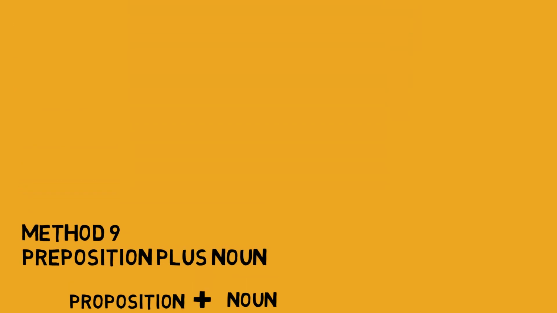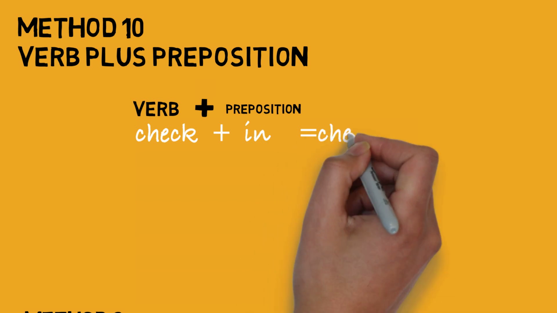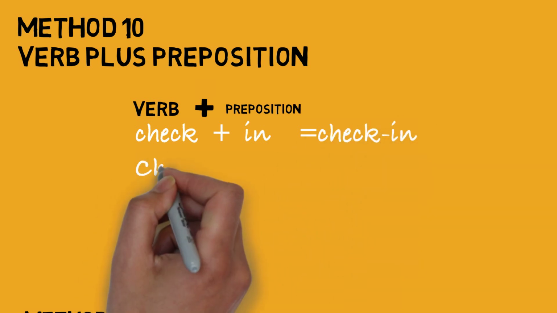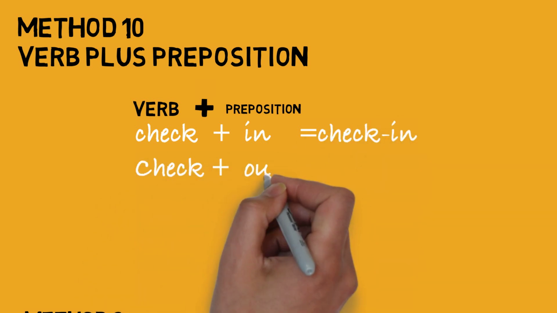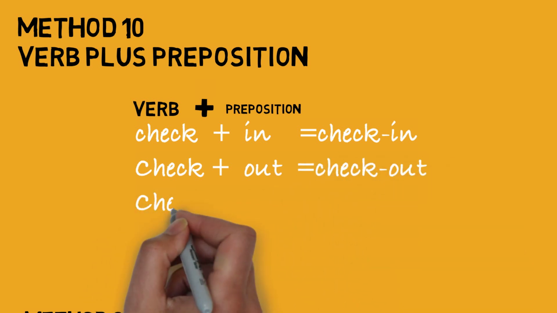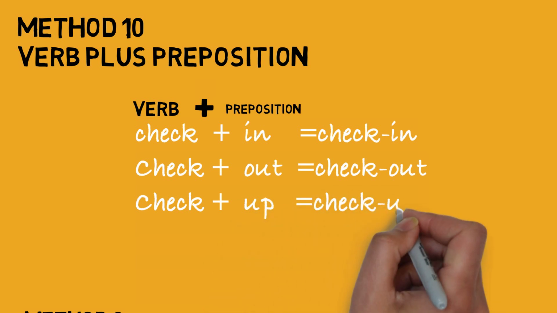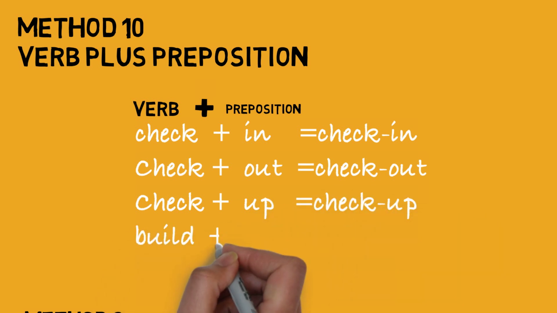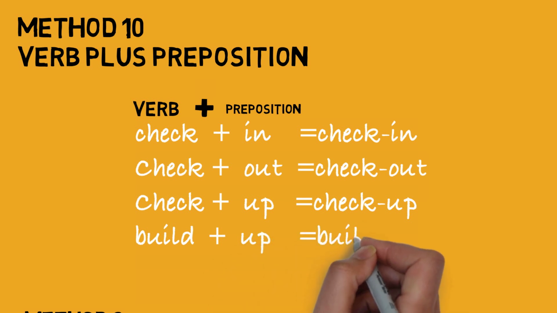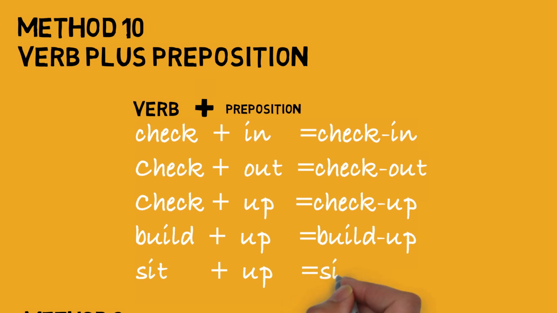The 10th way to build compound nouns is by combining verbs and prepositions, like check plus in becomes check-in, check plus out becomes check-out. So in these two examples, check is the verb, in is the preposition. So check-in is a new word. In the same way, check-out, check-up, build-up, and sit-up.